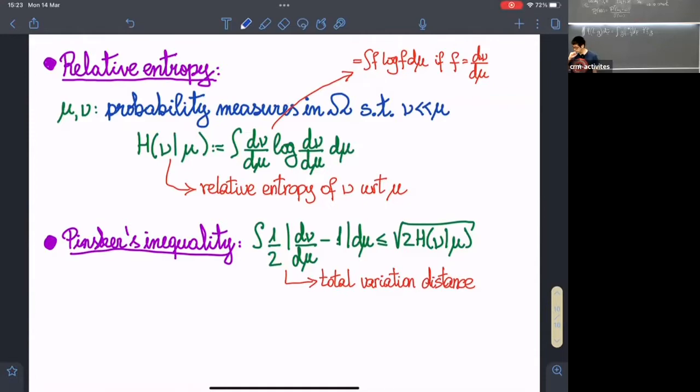The reverse inequality is not true. It's not true that if two measures are close in total variation, then the relative entropy is small. You can cook up examples. There are some logs involved, but in general, it's not true. If you know something a little bit more about your measures, then you can get reverse inequalities, but I don't find it particularly illuminating, so I don't think it's worth discussing the reverse inequality.